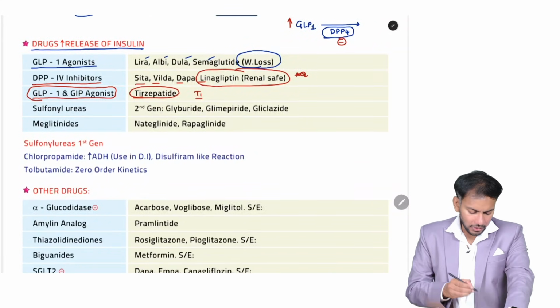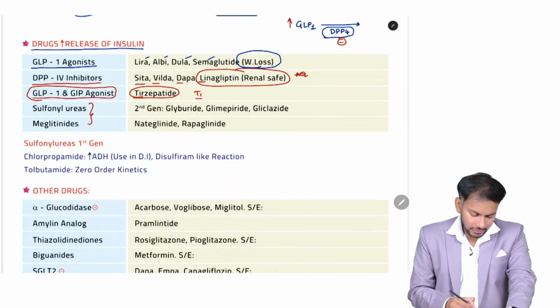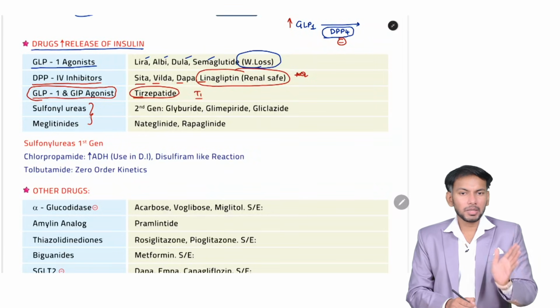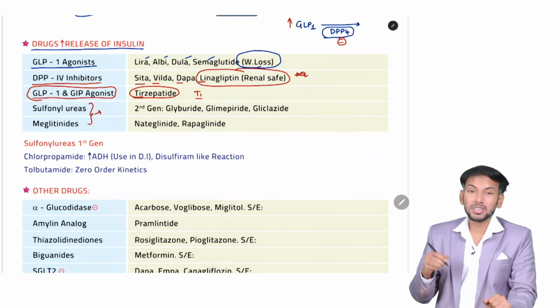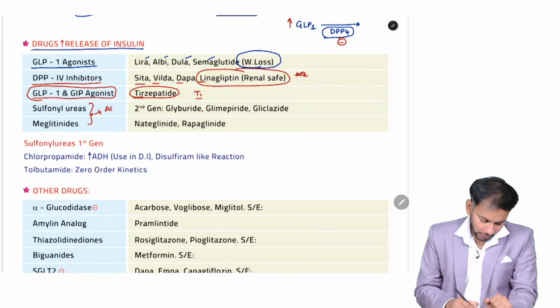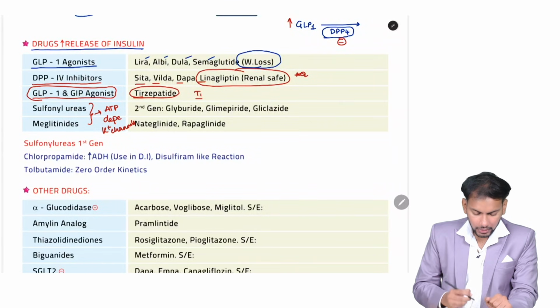So that's all. About the sulfonylurea and meglitinides, I've already asked you to watch that reel where I've explained everything very carefully. Yes, these will block the ATP dependent potassium channels. So it will release the insulin.